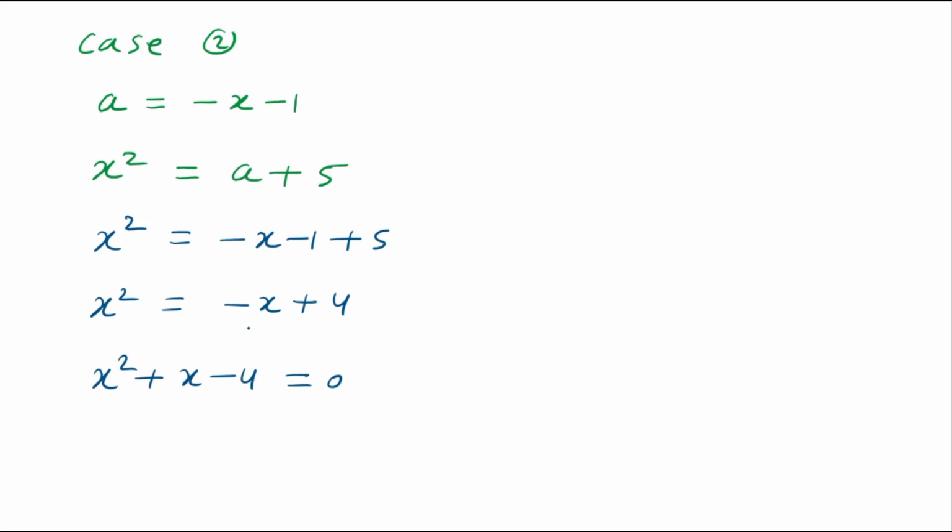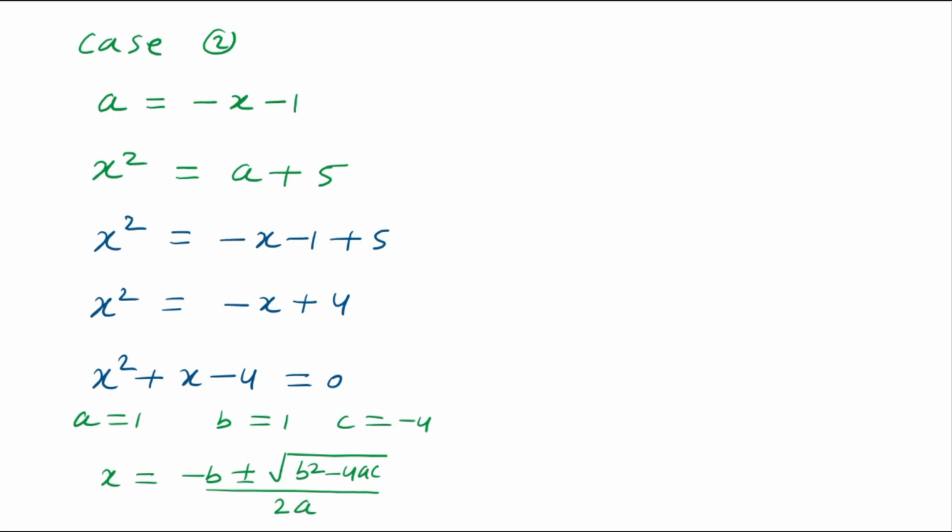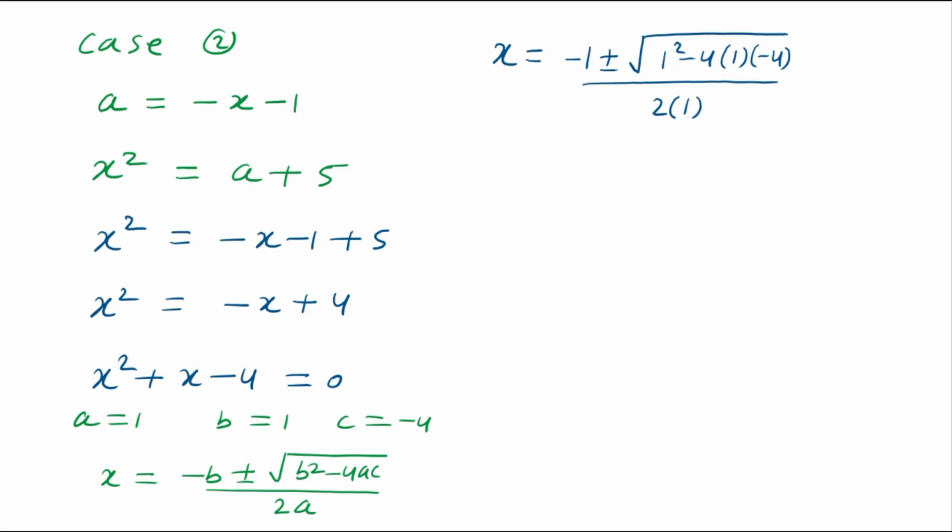is equal to 0. Here we will apply the quadratic formula again. The value of a is equal to 1, the value of b is equal to 1, and the value of c is equal to −4. The quadratic formula is x equals −b plus minus the square root of b² − 4ac, divided by 2 times a. Then x is equal to −1, the value of b, plus minus the square root of 1² − 4, where a is 1 and c is −4, divided by 2 times a, and we know that the value of a is 1.